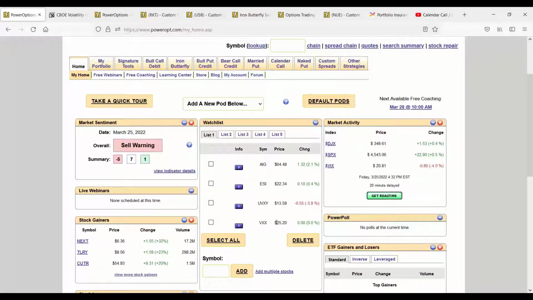VIX is down 4% today, and VXX did not move. The other day, VIX was down, but VXX was up. It's using a different sort of futures measurement, or measurement of volatility, I should say, as opposed to the futures here that VIX is using.